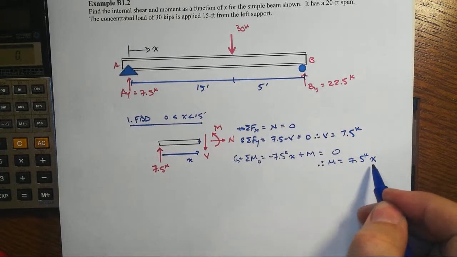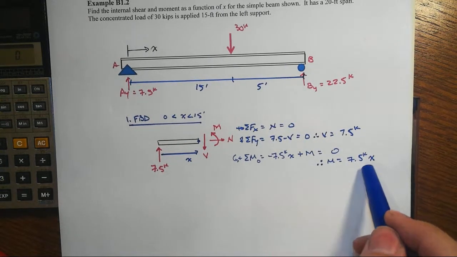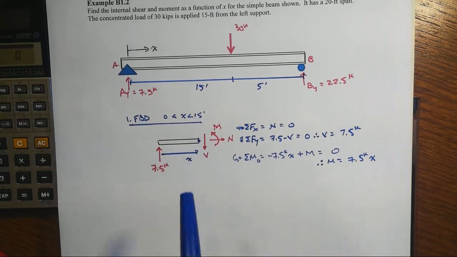And x will be in feet, so I'll have kip-feet for the total units of the moment, which makes sense. And it means that the moment is increasing linearly with distance away from the support. Okay, that's interesting to know.